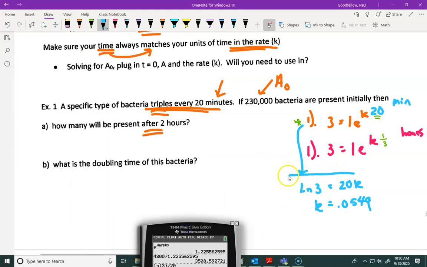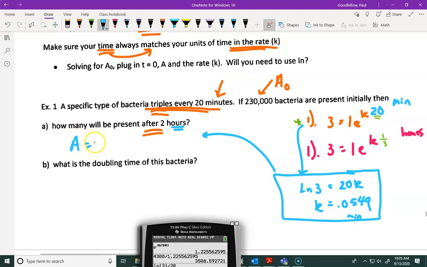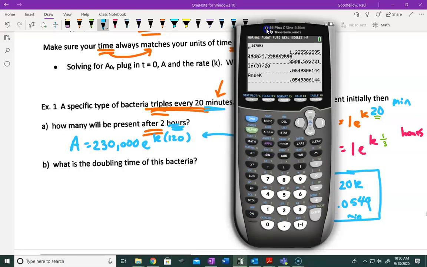Now, when I use this answer in my next question, I've got to make sure that the number of time units matches the k value time units. Remember, this one we did in minutes. So if I set up the next question, which is A equals 230,000 e to the kt, I can't put the number 2 in here. I have to put it in terms of minutes. So I would put in 120 here. Do you get the idea that the time units of k have to match the actual time units in your question?